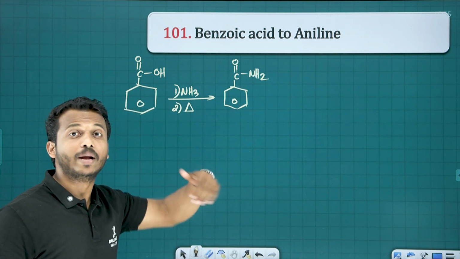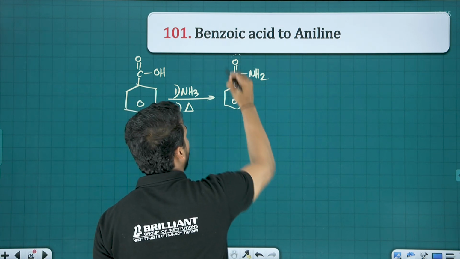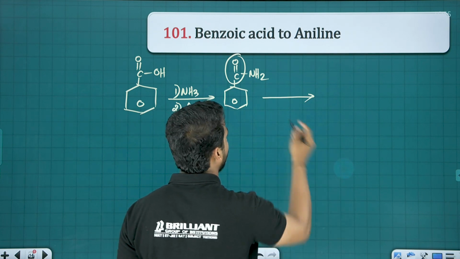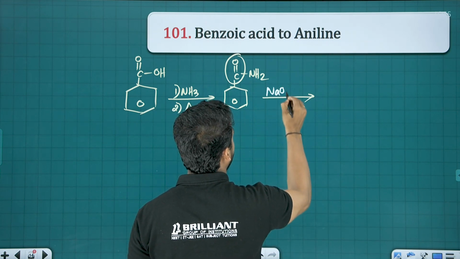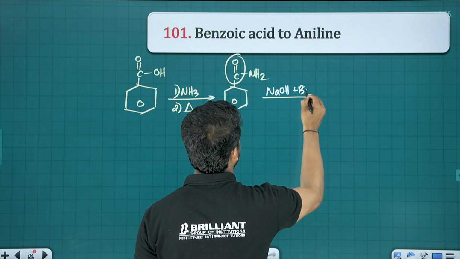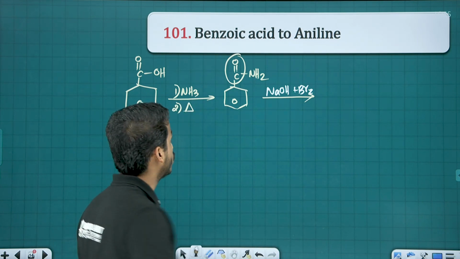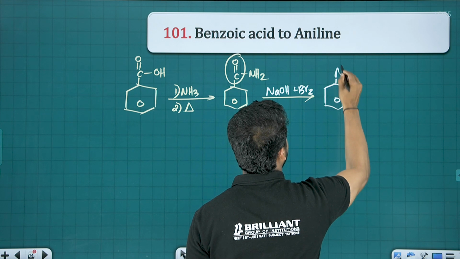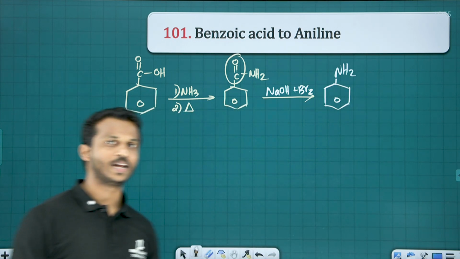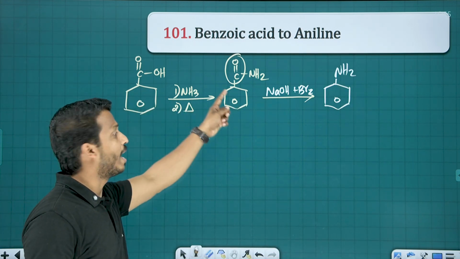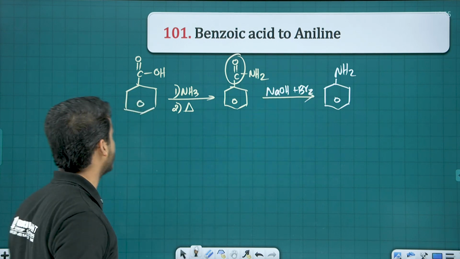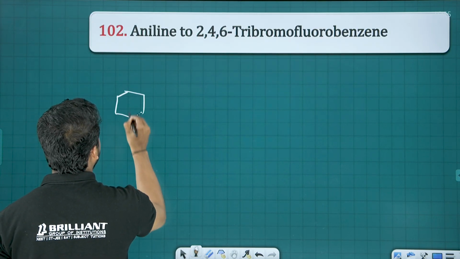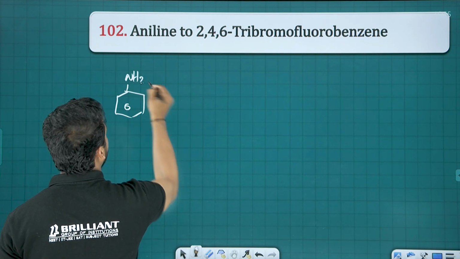Benzoic acid becomes benzamide. If you want to remove the CO group, you have to do our Hoffman, the Hoffman bromamide reaction. NaOH and Br2, we have to use it. So what happened? The CO group is cut from the system. You will get NH2. That is our aniline. Ready all? So first acid to amide, amide to amine. That is benzoic acid to aniline. Next one, a direct reaction we have.